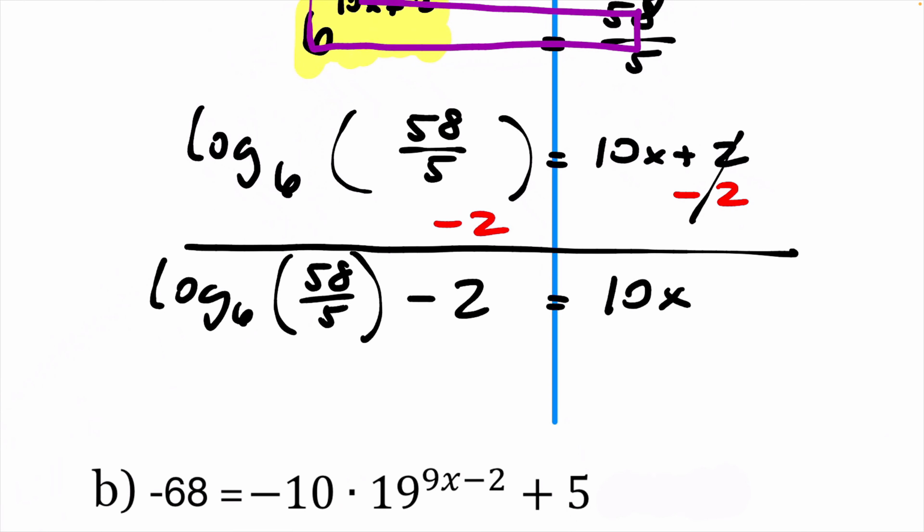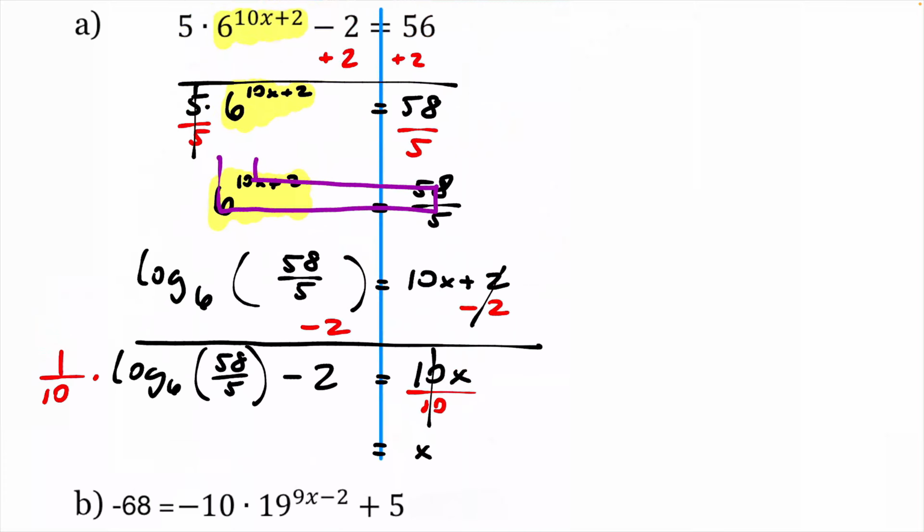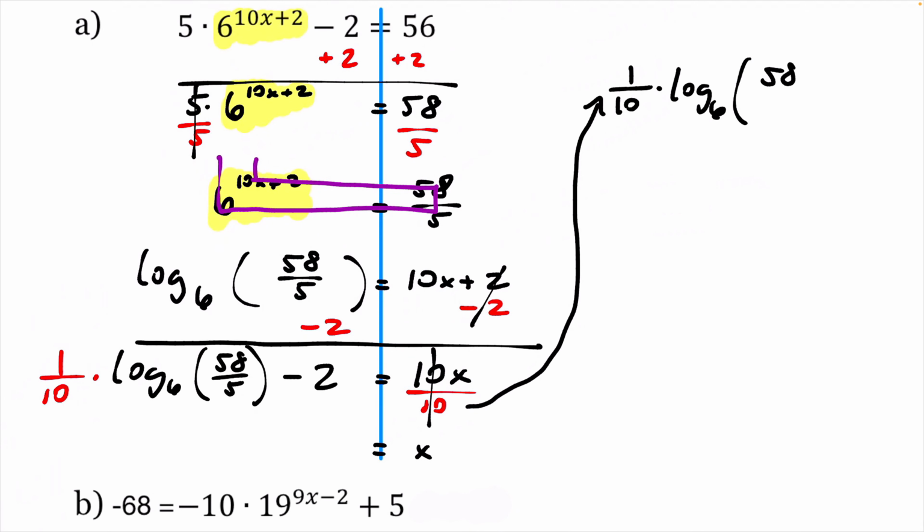Okay. Divide by 10. Over here, I'm going to divide by 10. Over here, I'm going to do 1/10, for the same reason I did on the last problem. So I'm going to go 1/10. Okay, and then I'm going to move up here. I'm running out of room here. So I got 1/10 times log base 6, 58 divided by 5 minus 2 equals x.